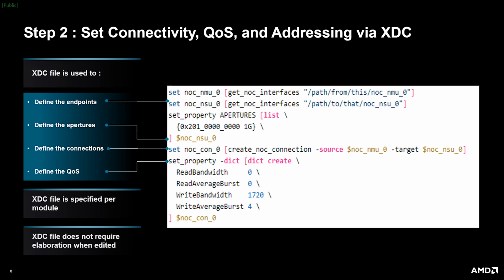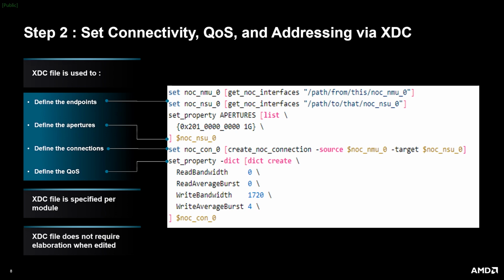The next line defines the addressing aperture of the NSU. The base address and range is used by the NOC compiler to ensure that all addresses contained within this aperture are routed to the appropriate NSU. Note that if the NSU is located on the BD, the aperture of the NSU is defined on the BD and would not need to be specified in the XDC file.